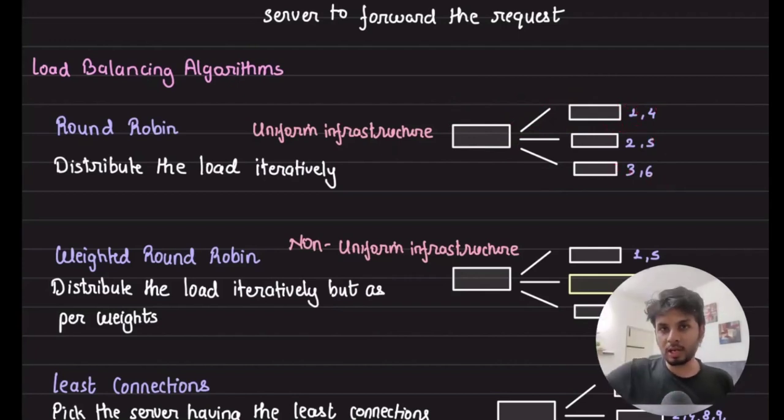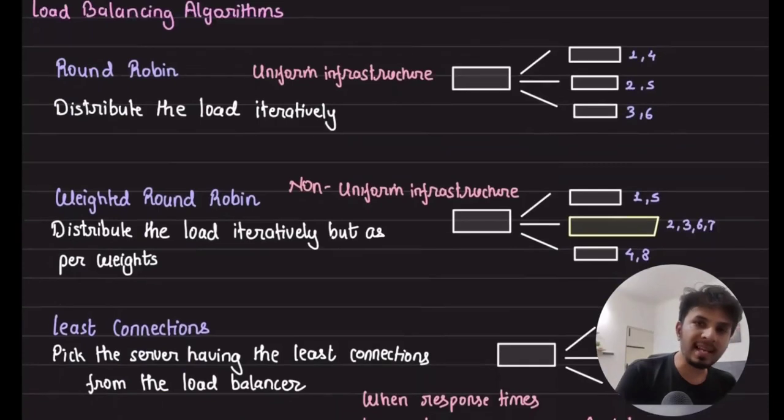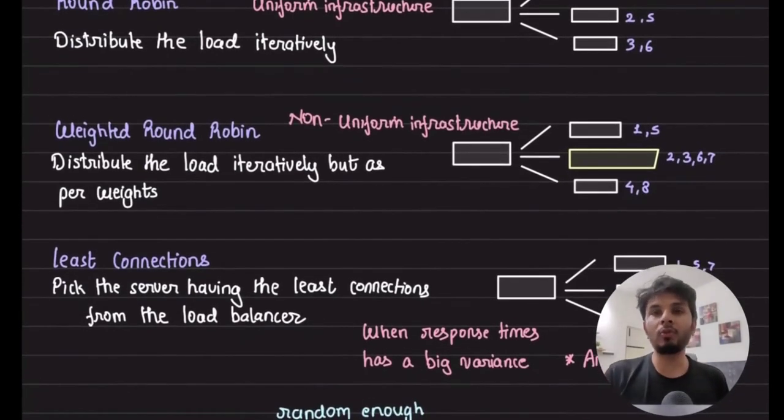As soon as a new server joins the group, it starts getting requests in a round robin fashion. This way, you see a near uniform distribution of requests across the infrastructure, right? This is where the round robin algorithm shines. Okay. The second is the weighted round robin load balancing algorithm.